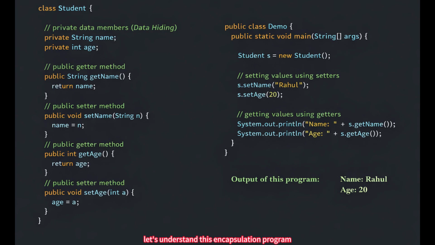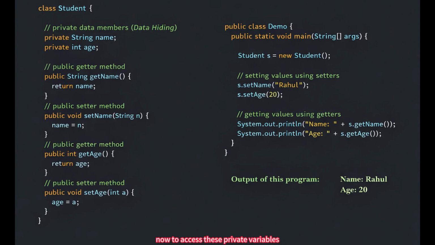Let's understand this encapsulation program step by step. First of all, we created a class called Student. Inside this class, we declared 2 variables: private String name, private int age. These variables are declared as private. That means they cannot be accessed directly from outside the class. Only the Student class methods can access them. This concept is called data hiding, and this is the main idea of encapsulation. So from outside the class, these variables are completely protected.